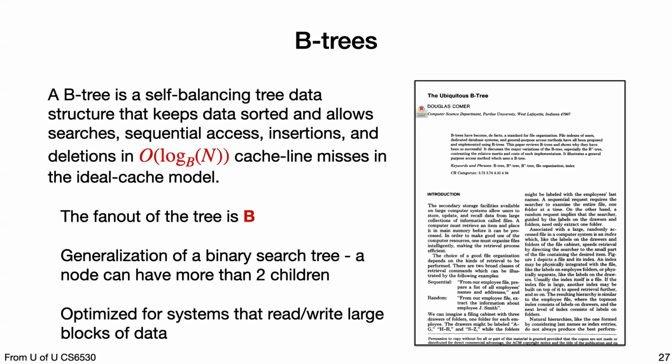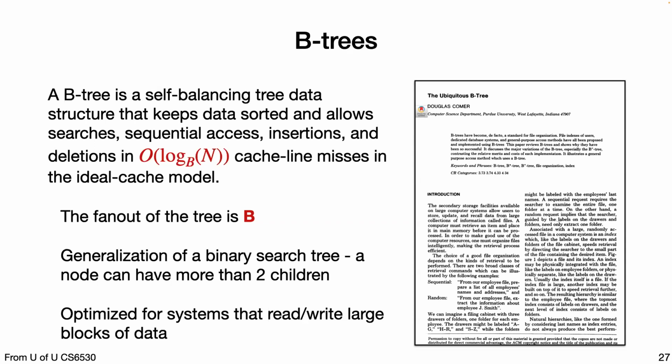B trees are a self-balancing tree data structure, sort of like weight balanced trees or AVL trees. They keep data sorted, just like regular balanced binary trees, and they allow you to search, access, insert, and delete in log base B of n. Previously we had log n for balanced binary trees and skip lists. There's now a base B in the log.